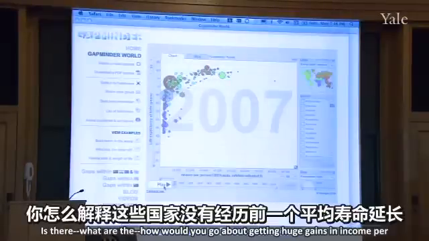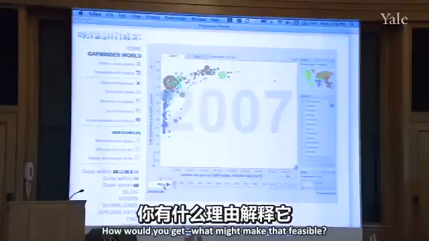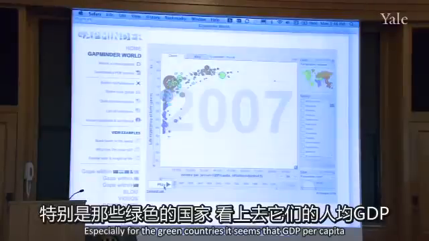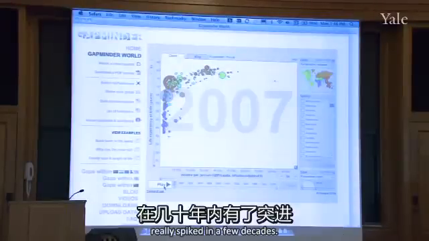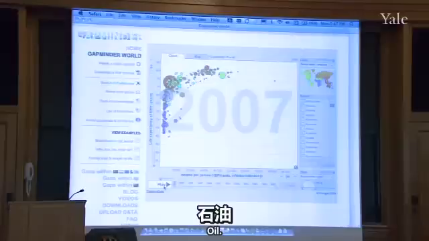Okay, how would you go about getting huge gains in income per capita without going through the prior step of having people live quite a while? How would you get, what might make that feasible? Especially for the green countries, it seems that GDP per capita really spiked in a few decades. Okay, don't hold us in suspense. The green countries might have a lot of oil.